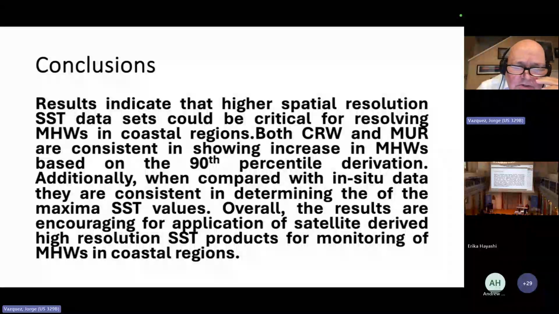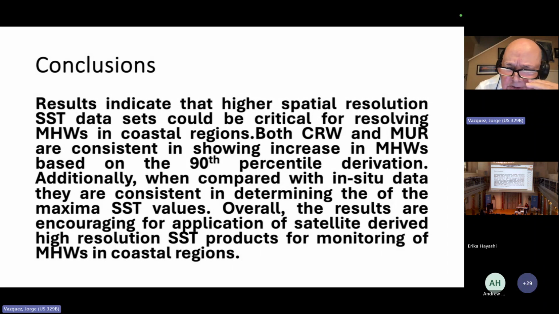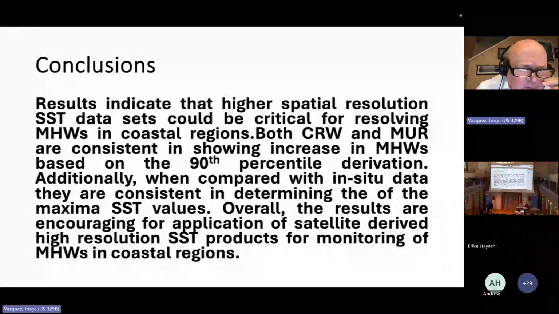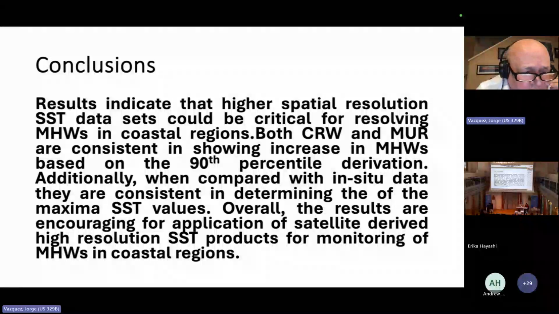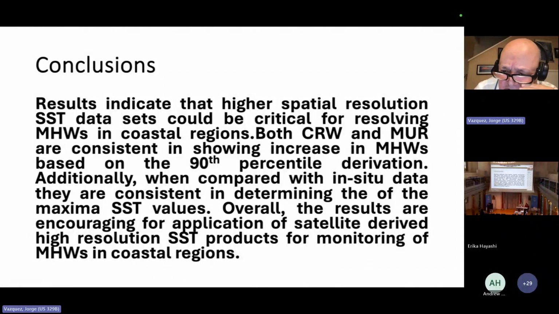So in conclusion, the results indicate that the higher spatial resolution of SST data sets could be critical for resolving marine heat waves in coastal regions. And certainly, Hawaii is one example. And both Coral Reef Watch and Muir are consistent in showing increases in marine heat waves based on the 90th percentile, especially past 2015. And the increases are dramatic.